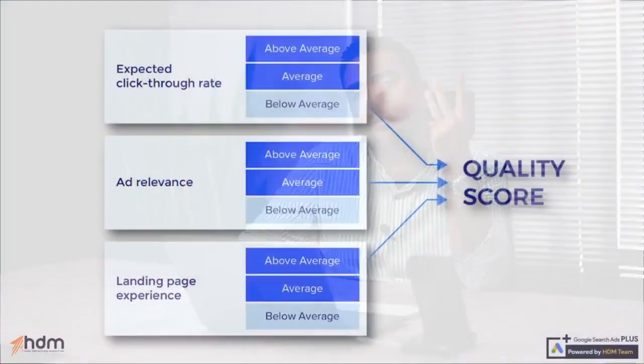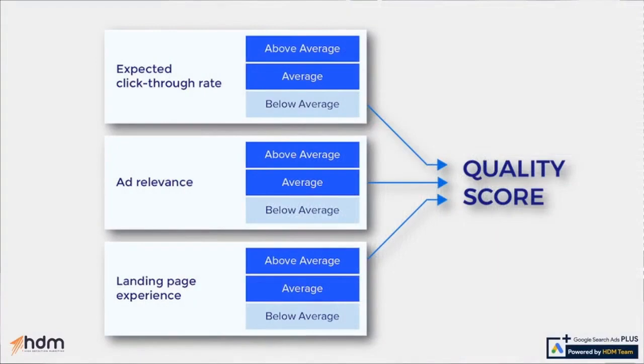This number ranges from 1 to 10. It is derived as a result of the combination of 3 distinct parameters. The first parameter is expected CTR. The second parameter is the overall ad relevancy of the advertisement. And the third parameter is the landing page experience.